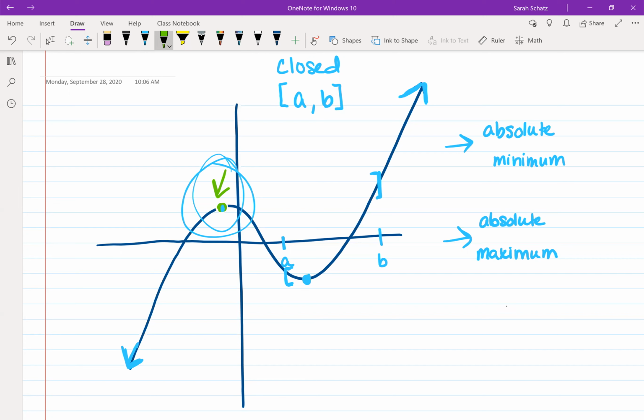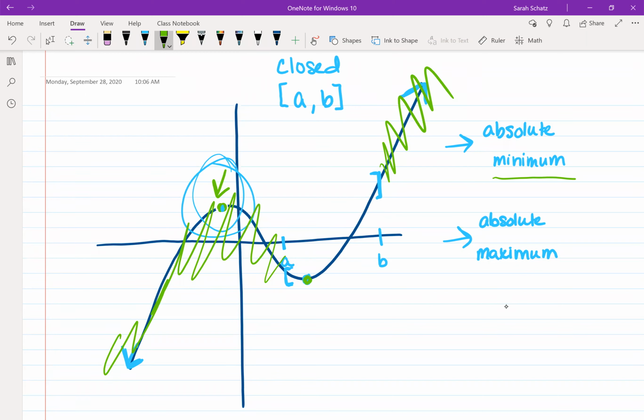So I am looking for the lowest y value in this interval. Now, I can see where it's happening, right? It's occurring at that minimum that I could find in a lot of ways. It's occurring at a critical point because I can see in my picture that that is the lowest y value in the interval from A to B. Sometimes it doesn't though. You guys, sometimes it occurs at an endpoint.